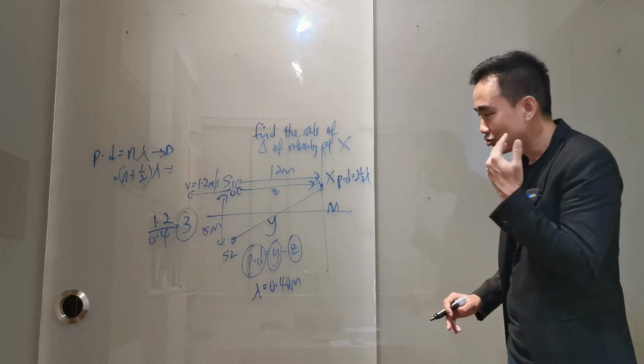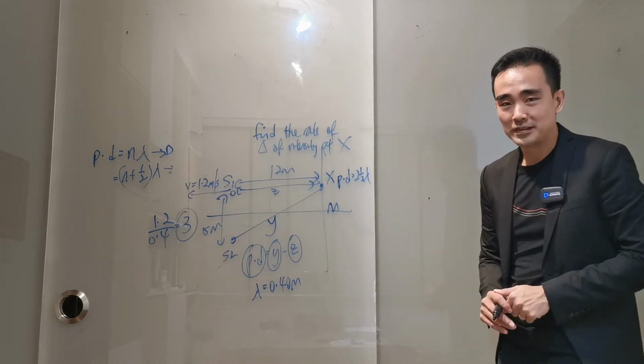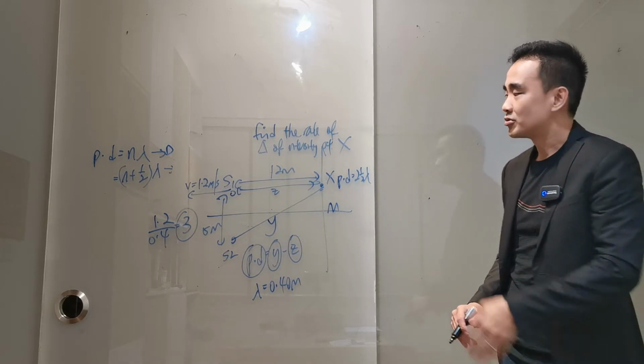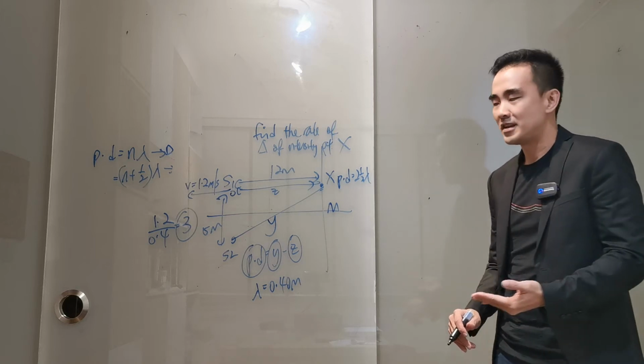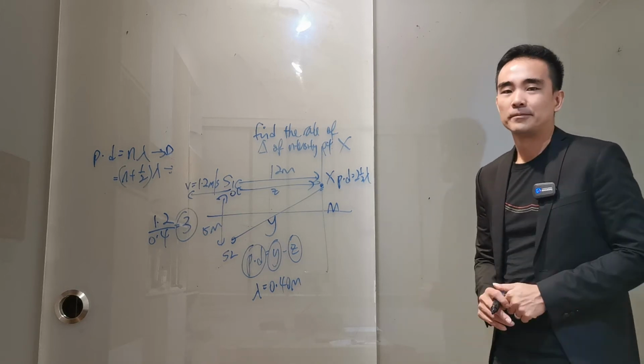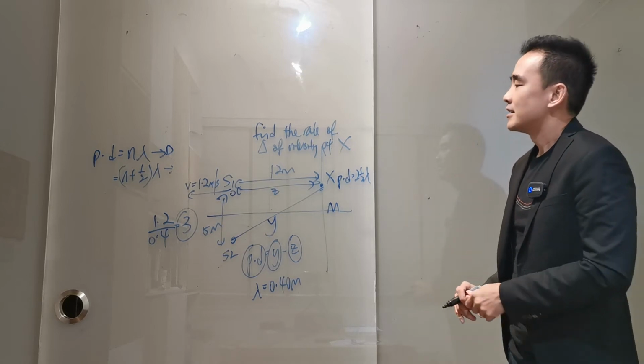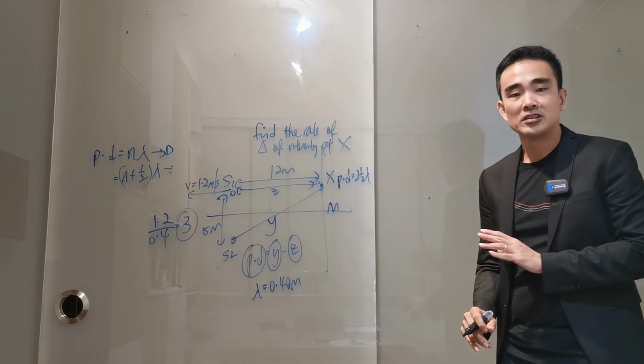So therefore, if it goes through 1.2 meters every second, then it should have gone from loud to soft to loud 3 times every second. So the rate of change of intensity at X is 3. Alright, so let's rewind and find out what's the thinking process. The question was, find the rate of change of intensity at X.